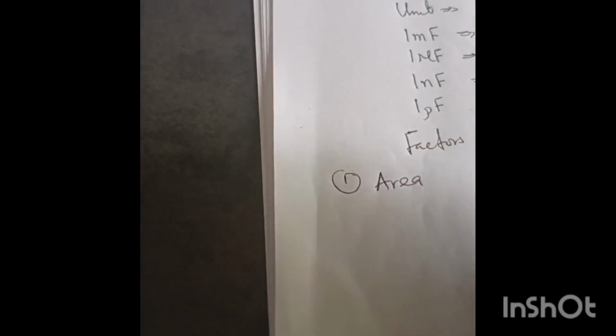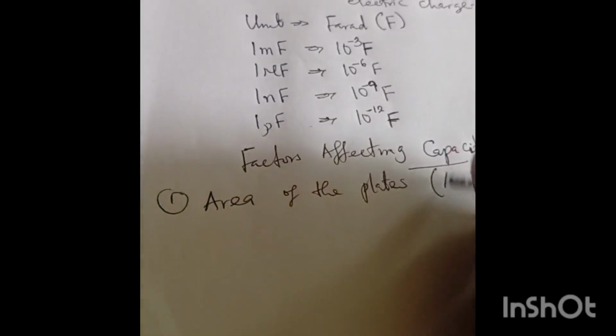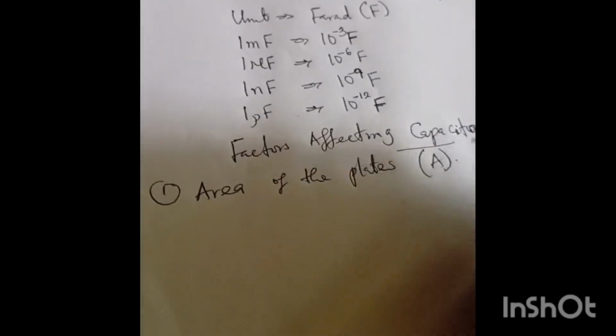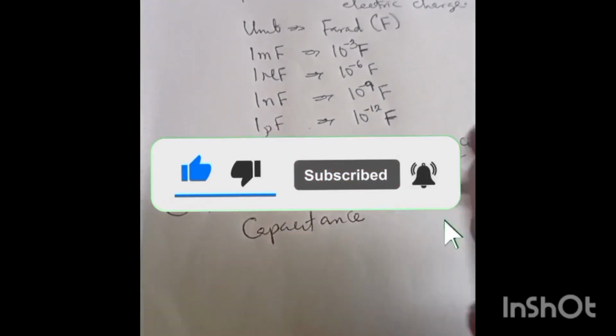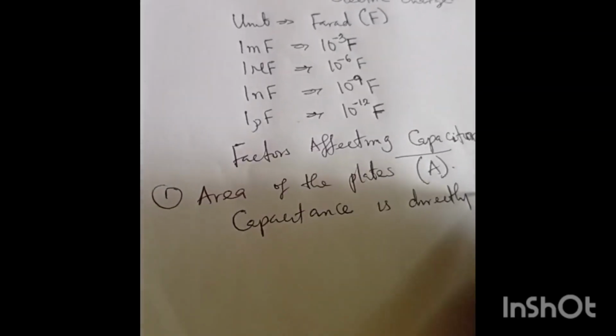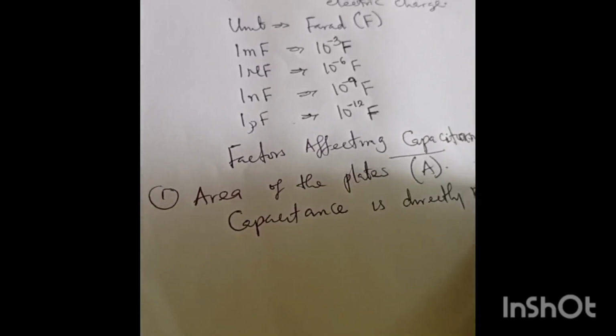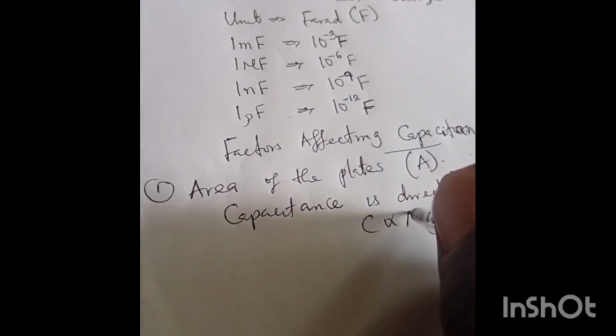Number one factor, because of time, I have as area of the plates. Now, how does the area of the plate affect the capacitance? Capacitance is directly proportional to area, that is C is proportional to A.